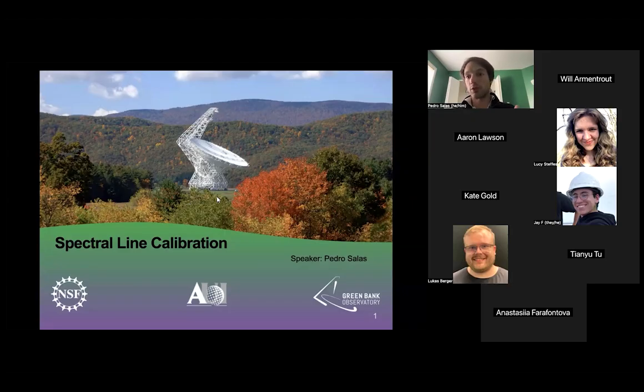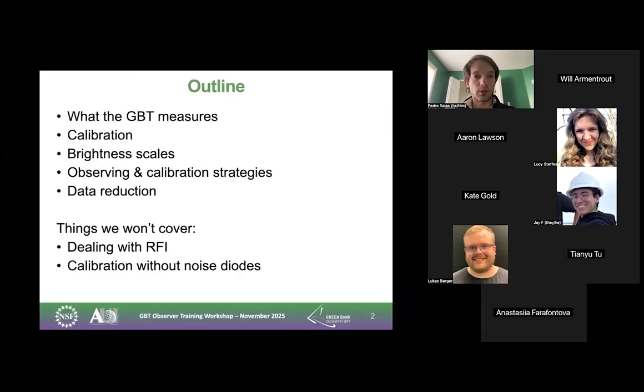Okay. So today we're going to talk about how to calibrate spectral line observations taken with the GBT. We're going to be covering a bunch of things: what the GBT, a single dish telescope, measures, how we calibrate these things, what some different brightness scales are to which you can calibrate, and some observing calibration strategies we can be using during this session, or that you might already have chosen one for your own projects. And we'll end up covering a bit how you would go about reducing your data.